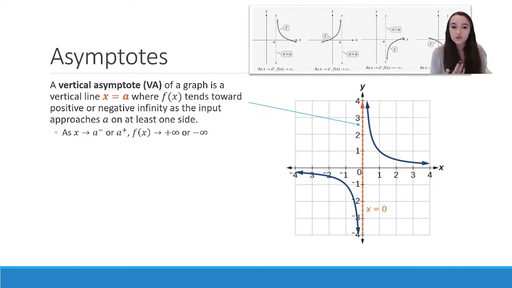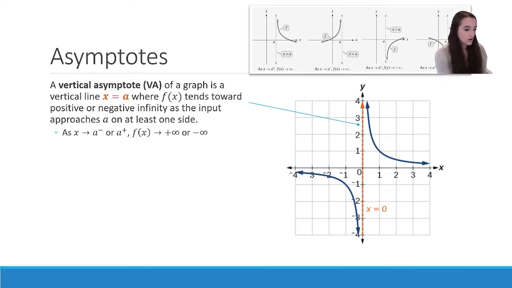So first, a vertical asymptote, which we will often abbreviate to VA, of a graph, is a vertical line, x equal to a, where f of x tends towards positive or negative infinity as the input approaches a on at least one side. Note the at least. So here, again, I have my 1 over x. I could draw this little dashed line at x equals 0, and we know that this graph is never going to cross over this line, and we know that the graph heads towards positive infinity on one side, negative infinity on the other, without crossing.